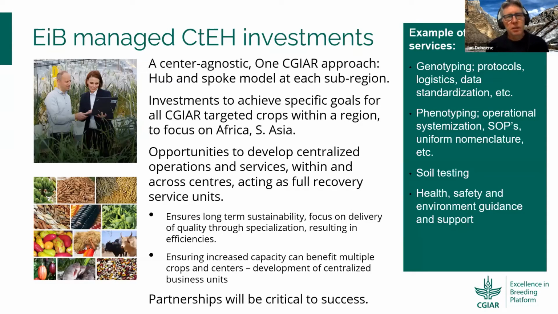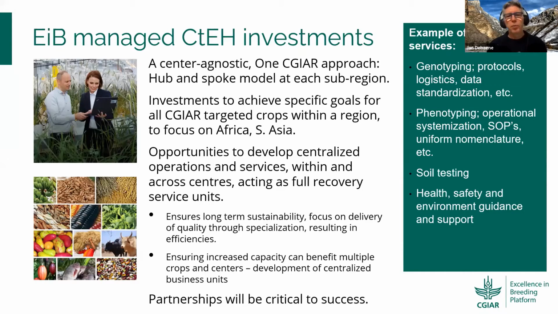So besides these mandates that we're trying to focus on, EiB also manages Crops to End Hunger investments. Part of that approach, as we mentioned earlier, is looking across centers and establishing, for example, testing sites that can serve more than one crop or more than one center, with a hub and spoke model for each sub-region where it makes sense. With these investments, we're also focusing on achieving goals and regions that are targeted by these funds, and by the funders, as dictated by them.